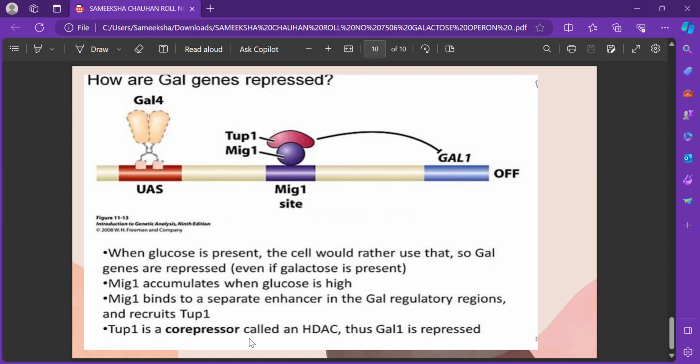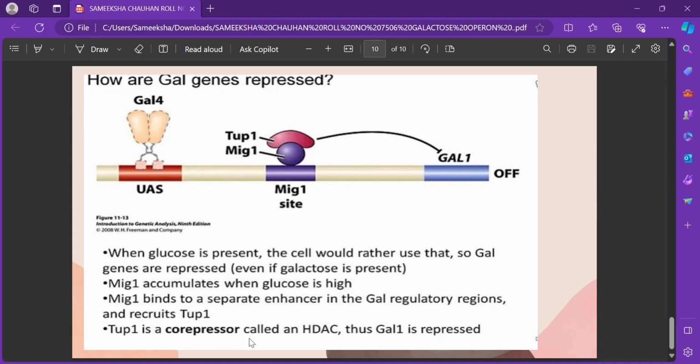But what happens when galactose is present along with glucose? Always glucose is favored over lactose, galactose, or anything, as we have already studied in lactose operon. So here also, when glucose concentration increases, the MIG1 over here accumulates, and then they recruit the TUP1 over here. TUP1 is nothing but a co-repressor called HDAC, which is histone deacetylase, that removes acetyl groups from nucleosome and then results in the chromatin being tightly packed. That tends to make the gene inactive.